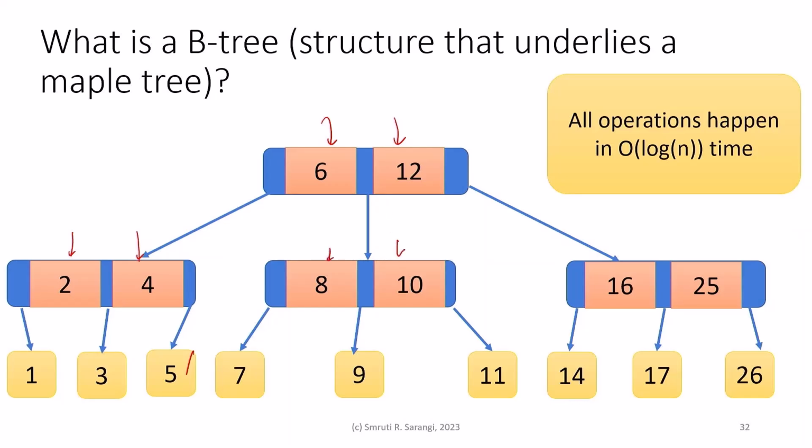Then again two more keys, 8 and 10: less than 8 is 7, between 8 and 10 is 9, greater than 10 but less than 12 is 11. Finally, greater than 12 go here, 16 and 25. It's obvious why 14 should be here: it's greater than 12, it's less than 16. It's obvious why 17 should be here: it's greater than 12, between 16 and 25. And it's obvious why 26 should be here, because it's greater than 12 and greater than 25. So broadly speaking, this is what a B tree is. We are still not at a maple tree, but we are getting there. So we now understand what a B tree is.